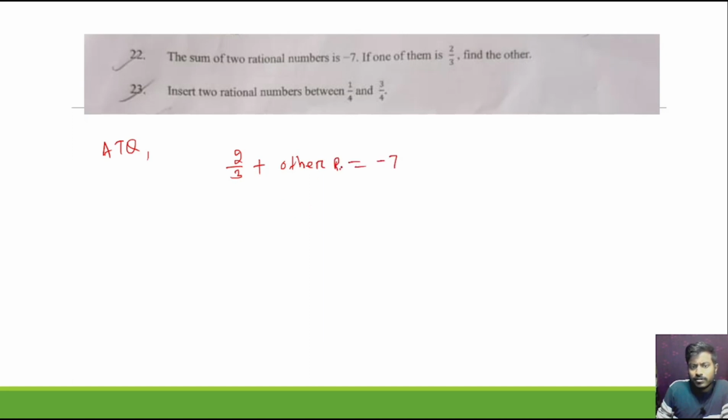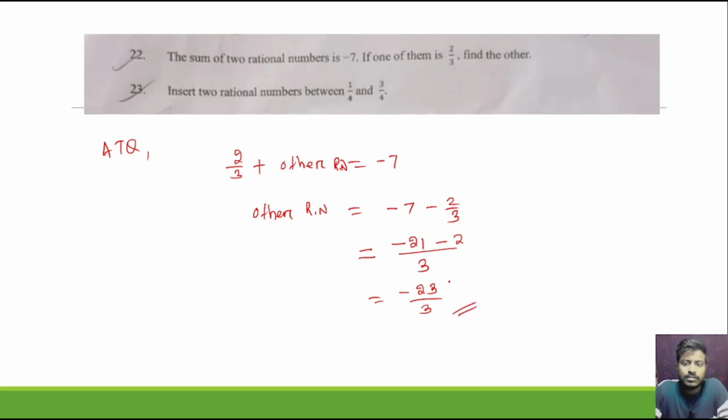So the other rational number: minus 7, minus 2 by 3. LCM is 3. Minus 21 minus 2, that is minus 23 divided by 3. So the answer is minus 23 by 3.